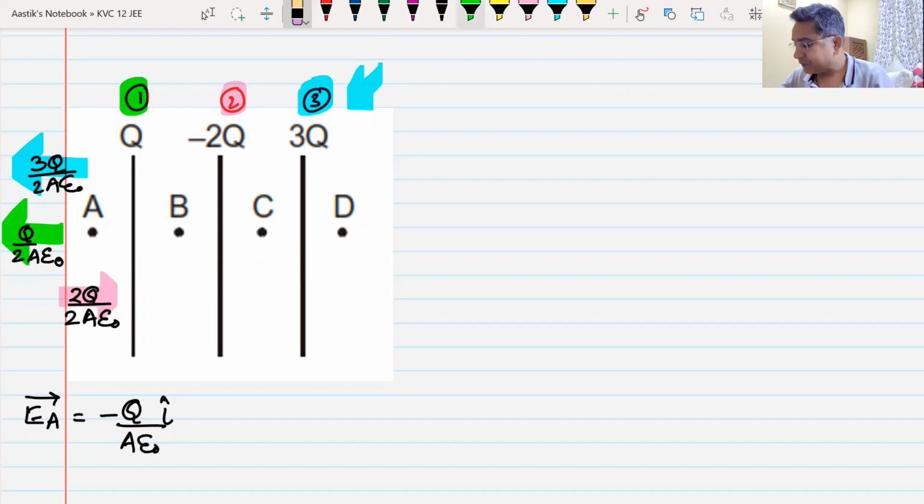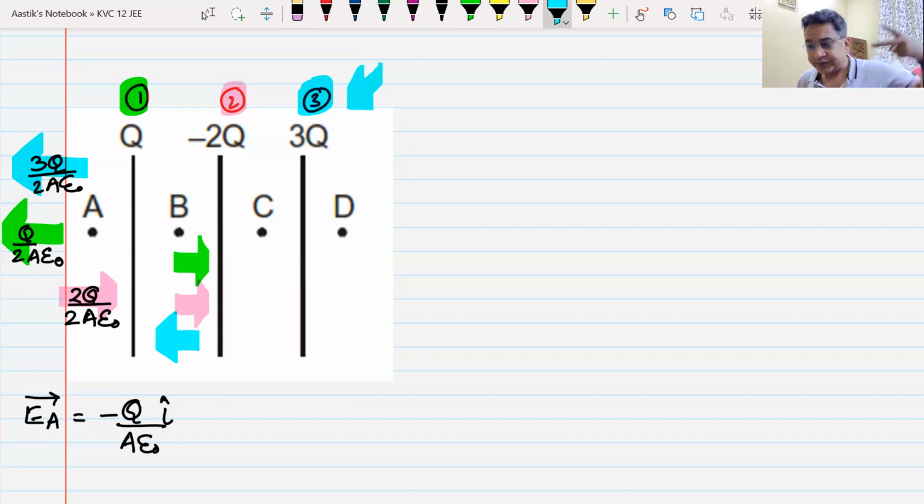At point B, the green field is the field due to plate 1. It will go like this. You already know the value: Q by 2A epsilon naught. The pink field, which is the field due to the second plate, is going towards, so it will go like this. You already know the value: 2Q by 2A epsilon naught. The blue field, which is the field due to the third plate, will go like this. You already know the answer: 3Q by 2 epsilon naught. The green and pink fields together will be equal to the blue field, and therefore the net field becomes 0.